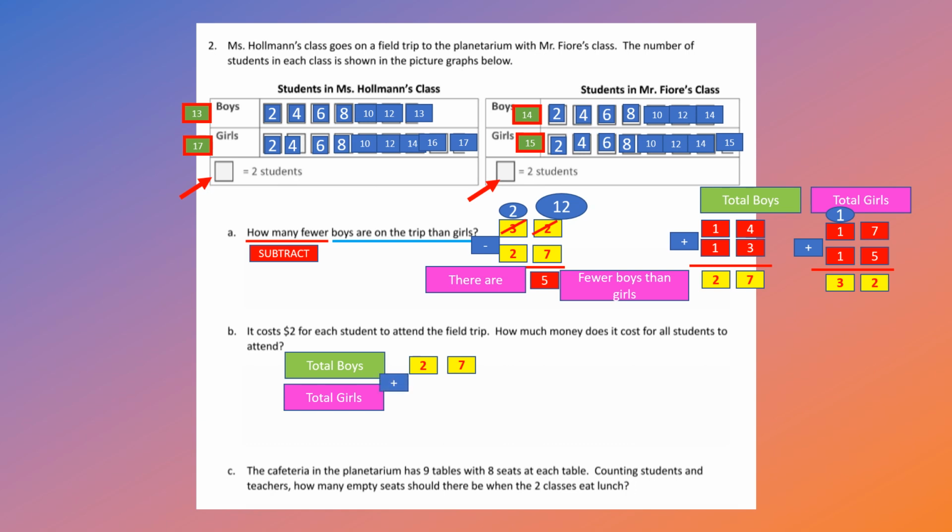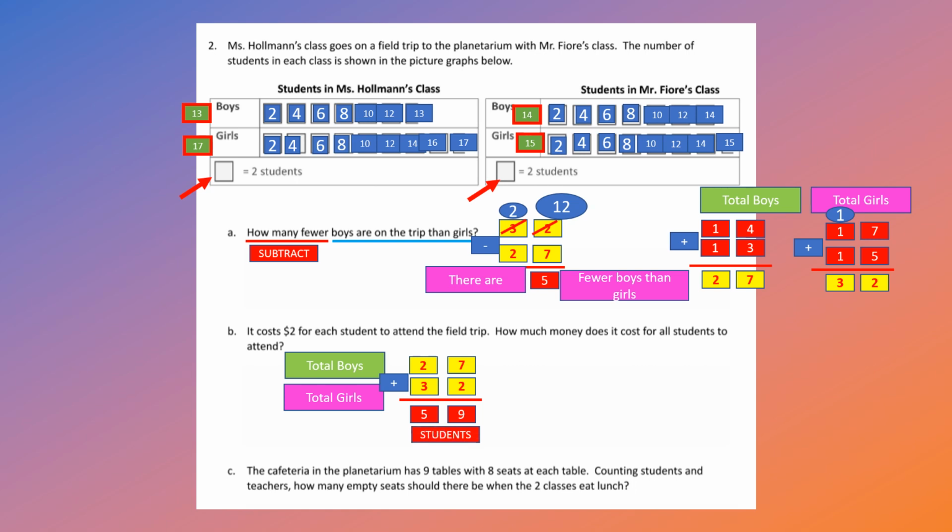Let's do that. All right. So I have 27 boys, right? Plus 32 girls. Okay. And I need to add. What's 7 plus 2? That's right, it's 9. And 2 plus 3? Good, 5. So there are 59 total students. 59 students. Now, it says that it costs $2 for each student to attend the field trip.